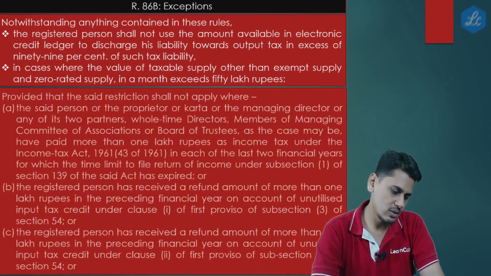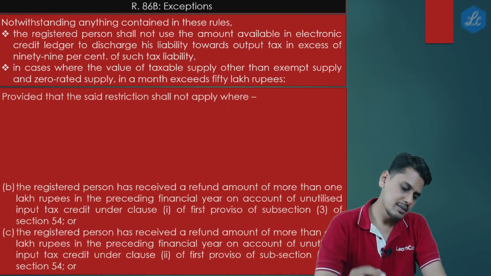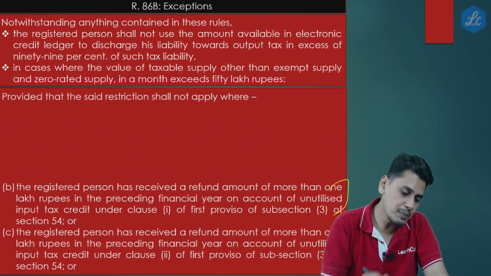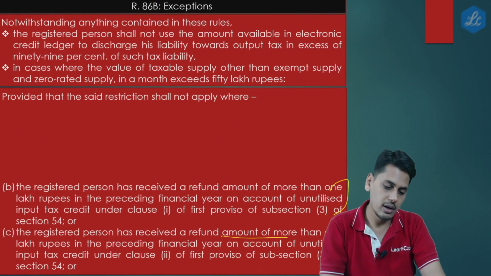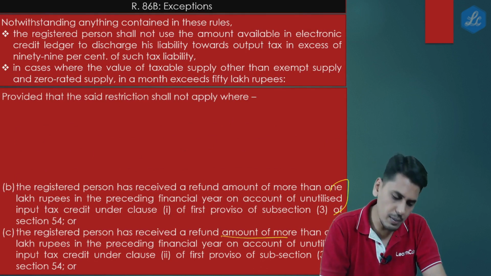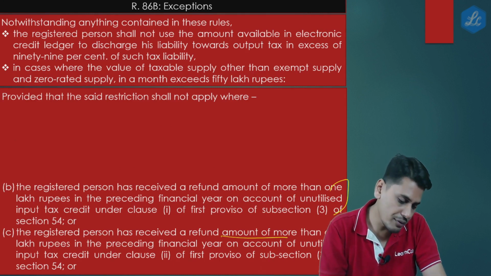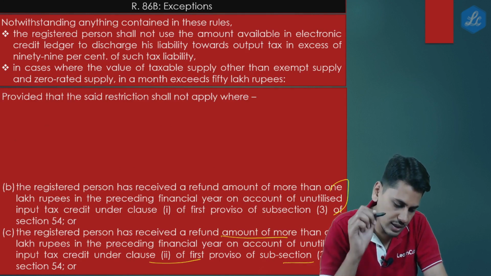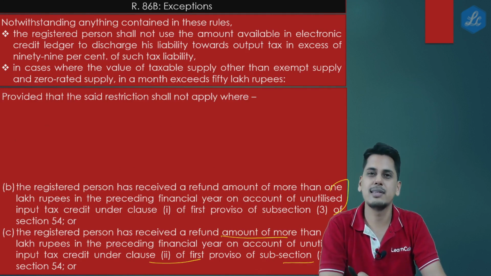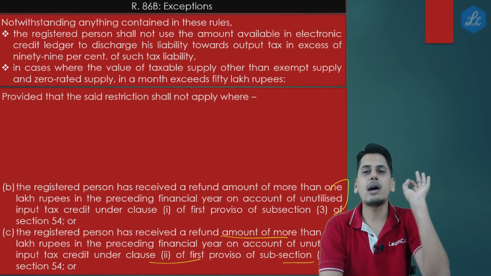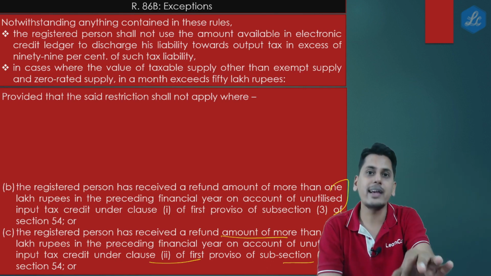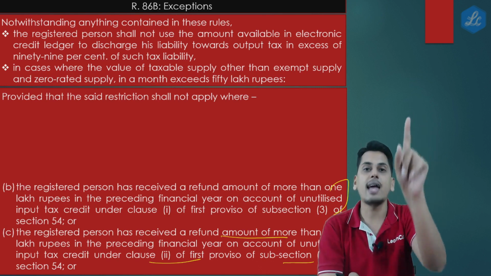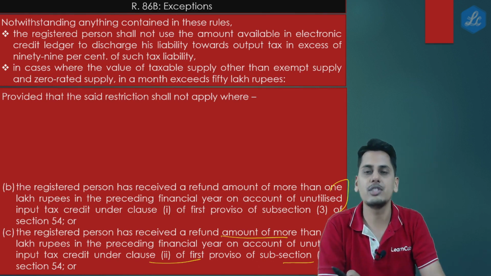Let's have a look at the exclusions. The exclusions, second one we have already done. The third concern: the registered person has received a refund of amount more than rupees 1 lakh in the preceding financial year on account of unutilized input tax credit under clause 2 of first proviso of subsection 3 of section 54, which simply means that you have applied for a refund of an amount exceeding rupees 1 lakh in the preceding financial year. For what reason? Because your tax structure was inverted duty structure.